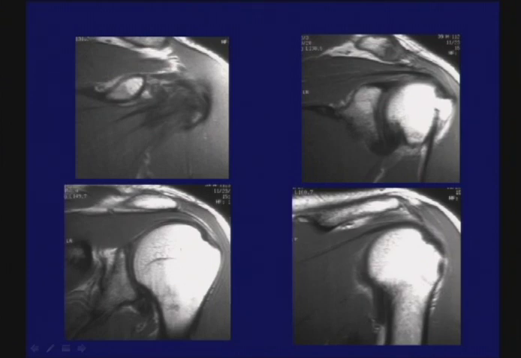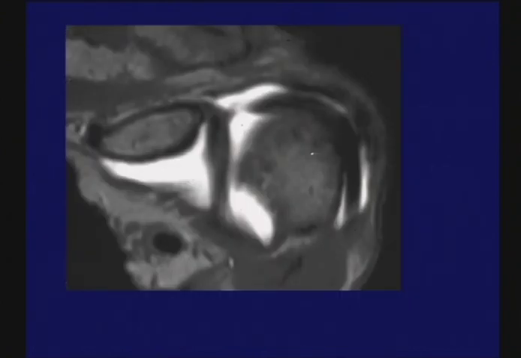Now, that's pretty good information. I will change it slightly in the next lecture, but that's kind of the way we look at the tendons.